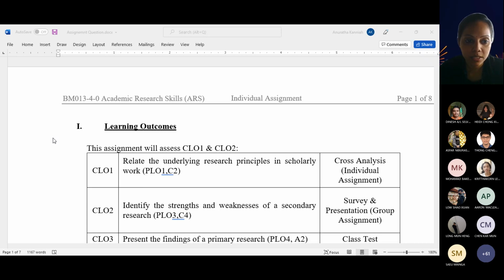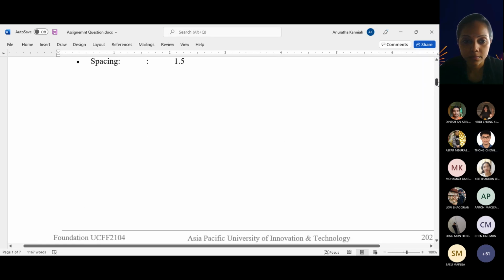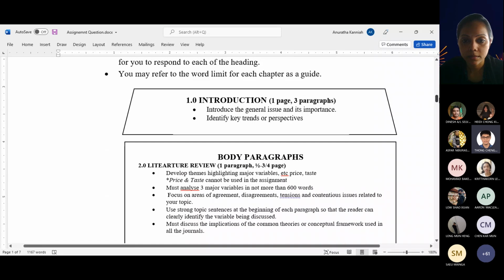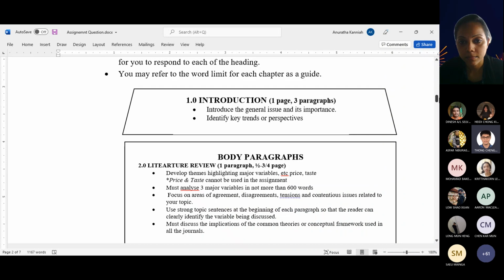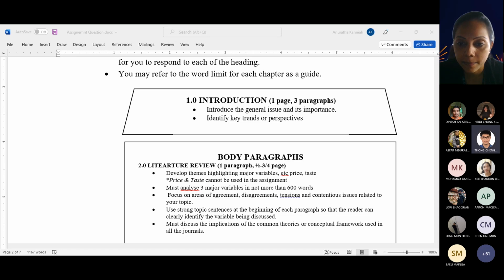Miss, can you go to the introduction part for a while for the individual assignment? Yeah, sure. What do you mean by identify the key trends or perspectives? What does that mean? General information. Let's say you're doing fast food. What is the background information they've given in the article about this fast food? Where they open the outlets? What is people's attitude? They'll have that in the introduction. You just have to extract that part of it. Very general information, guys. Very general.